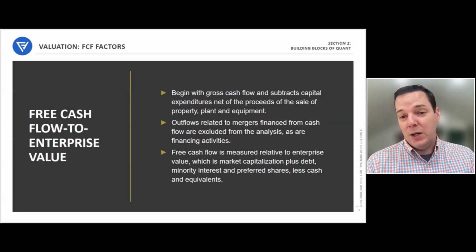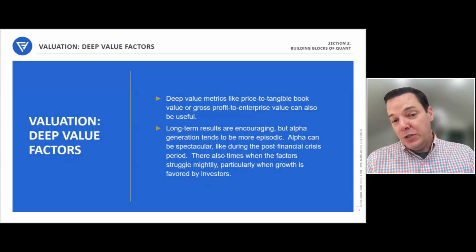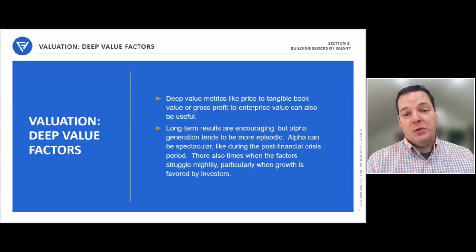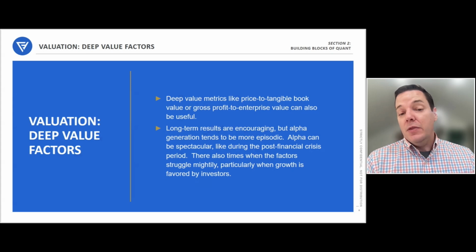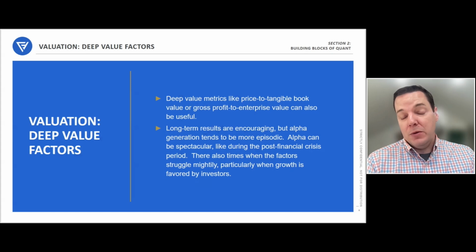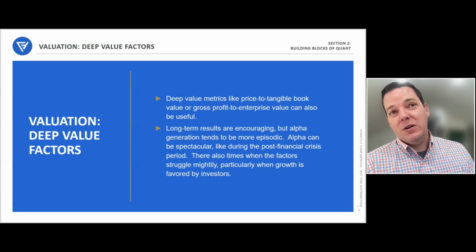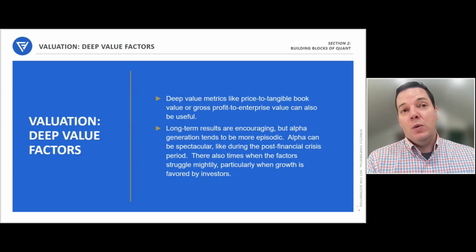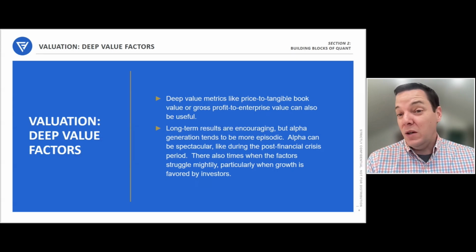And again, as was hinted at on the prior chart, superior results over the last decade or so, when a lot of these more traditional valuation metrics have had a hard time delivering consistent performance. Those deeper value metrics, like things like price to tangible book or gross profit to enterprise value, can be really useful. If you back test these metrics over long periods of time, the returns can match up with probably anything else that you ultimately test. But what we found is that the returns to these types of measures maybe are a little bit more episodic in nature. And so we want to be careful in how we apply them and also when we apply them.